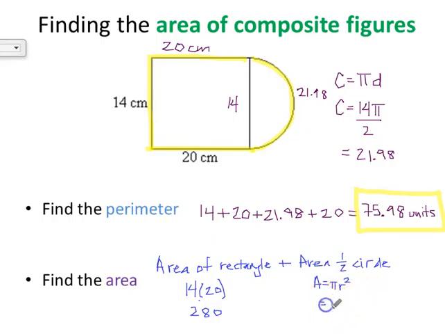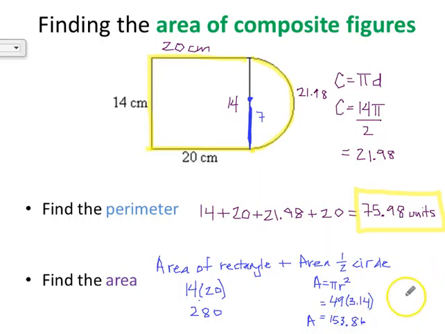We know that the diameter of our circle is 14, right? So what's half? The radius is just half the diameter, and half of 14 would be 7. So we're going to take 7 squared, which is 49, times 3.14 for pi. So 49 times 3.14 is 153.86. So that's the area of the entire circle.